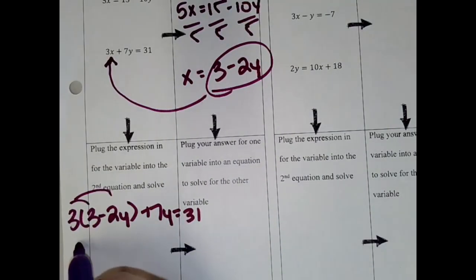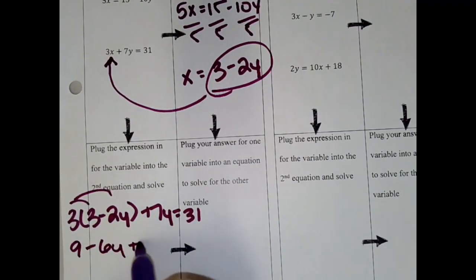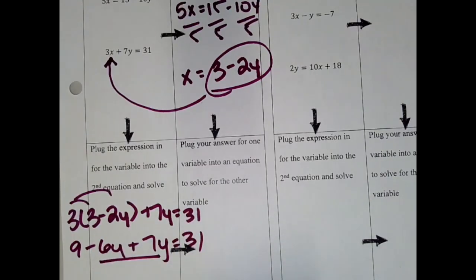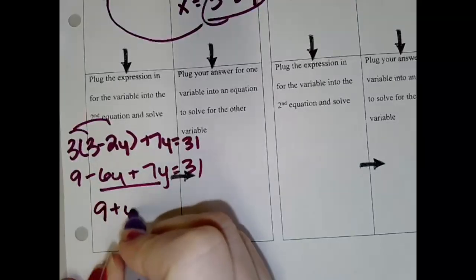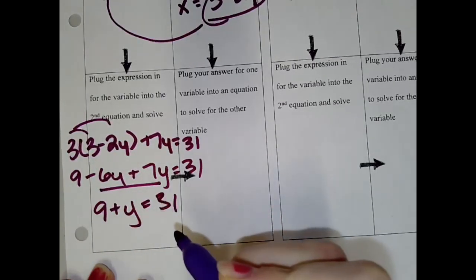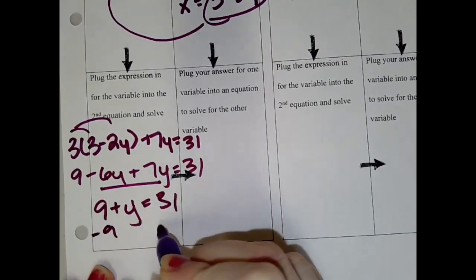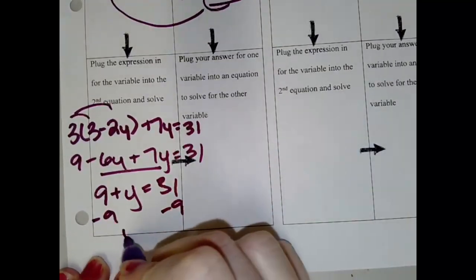Distribute the 3 to each term. That gives me 9 minus 6y plus 7y equals 31. I do have some like terms that I can combine. So that would give me 9 plus y equals 31. Subtract 9 from each side to get y fully by itself. That gives me 22.